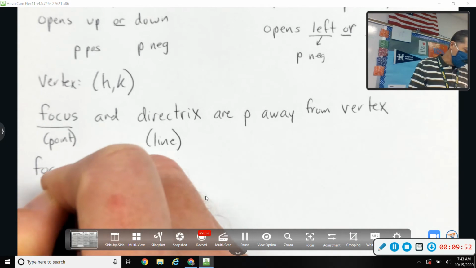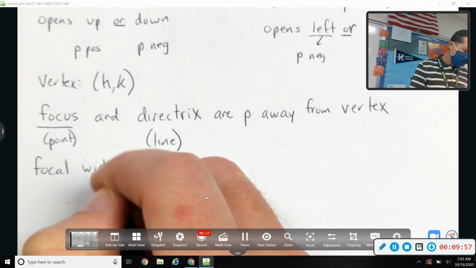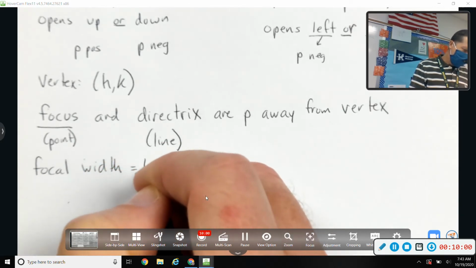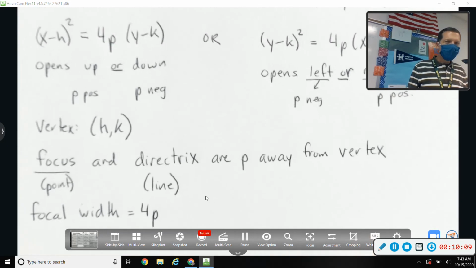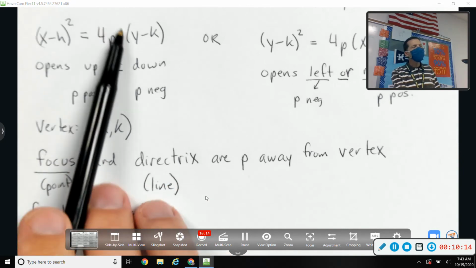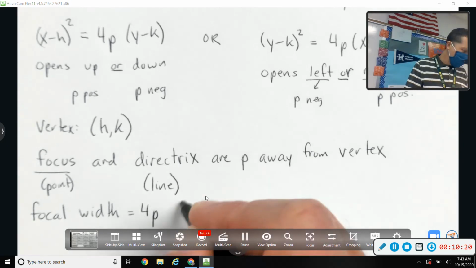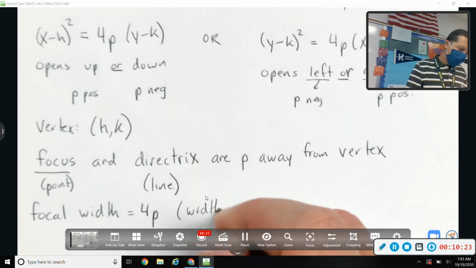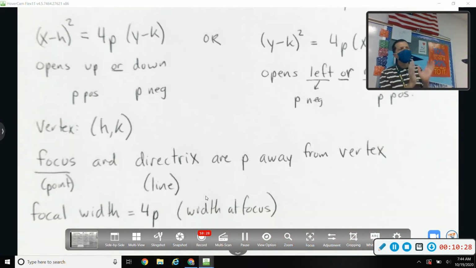The last new thing, and then we'll work one, hopefully make sense of this. The focal width of a parabola is 4p, which is the number that's in front of the not squared term. So whatever number right there is a measure of how wide the parabola is at the focus. Width at focus. So that's big because that sets how narrow the parabola is versus how wide the parabola is.